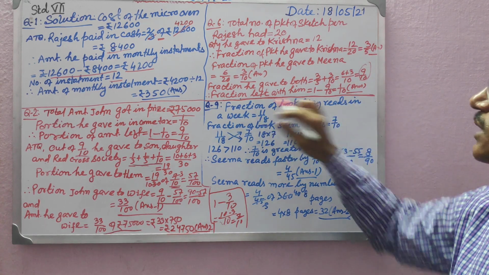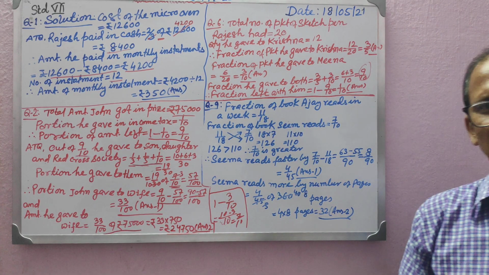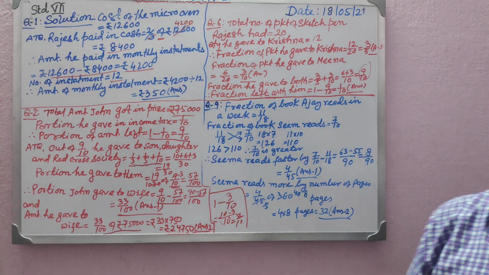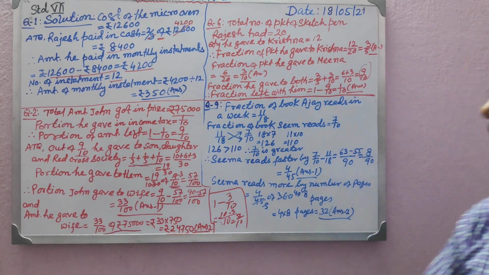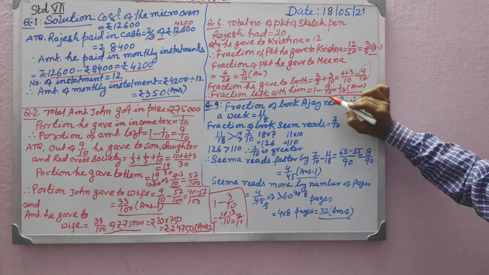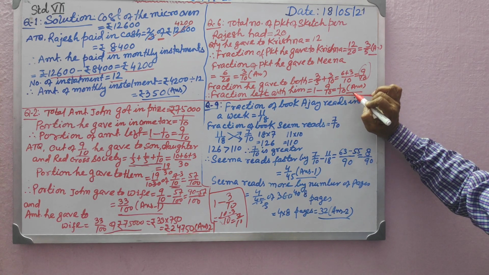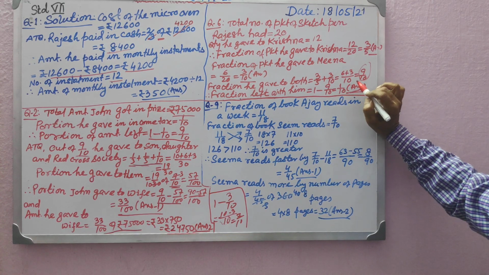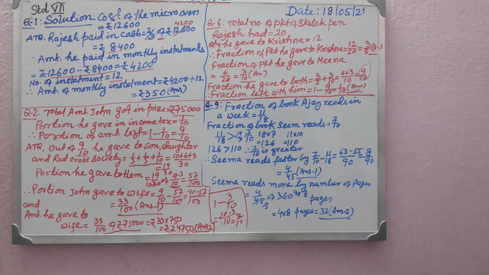Understood? Now what is left with him? The remaining portion or leftover, if it is not said from the remaining, will always be subtracted from 1. 1 minus 9/10 is equal to 1/10. Could you understand? This is one answer, and these are the two answers asked in the question.